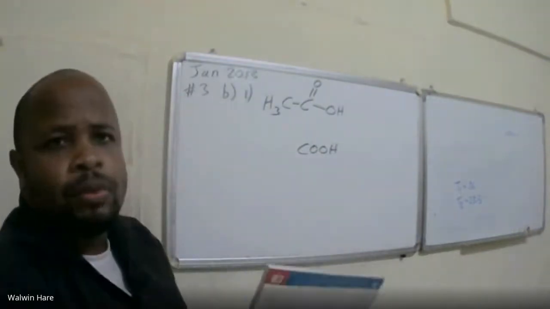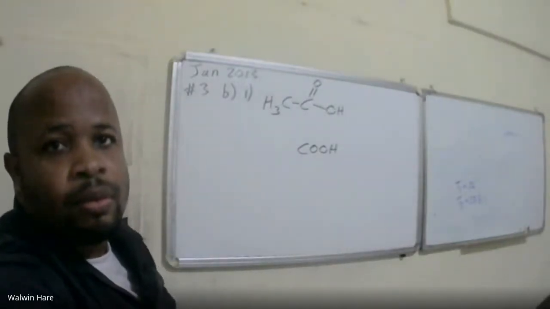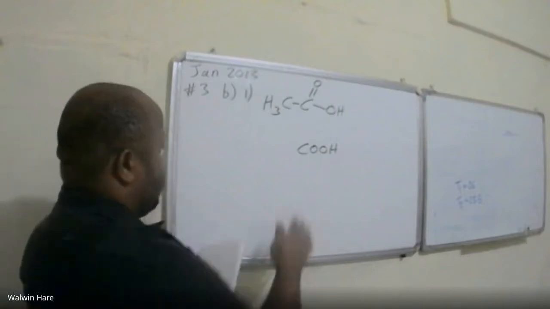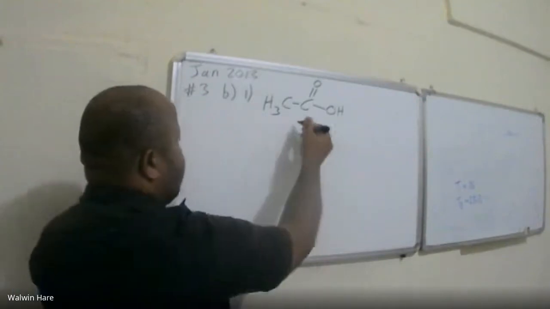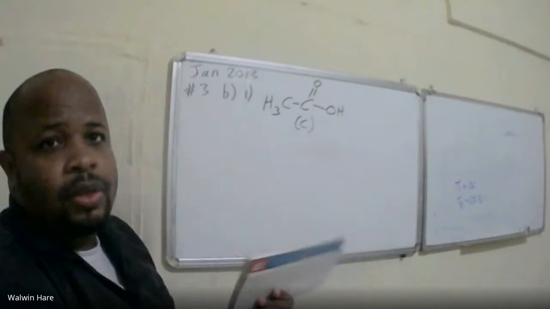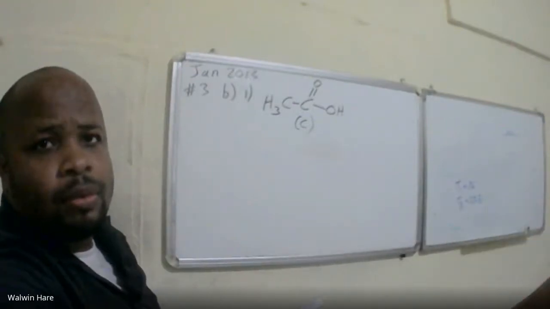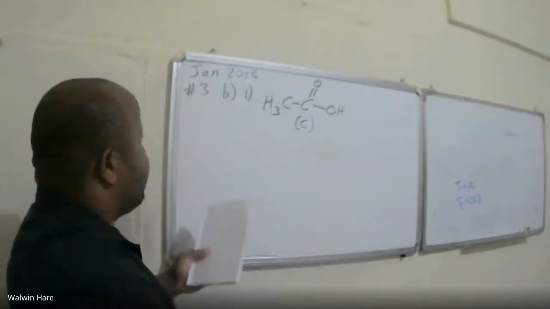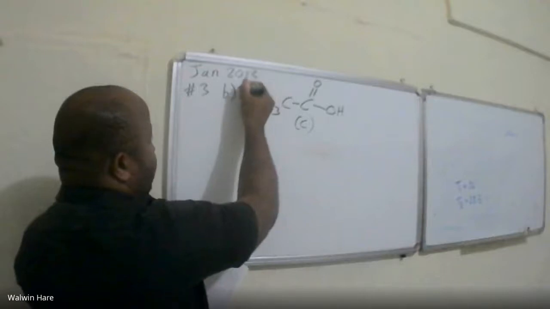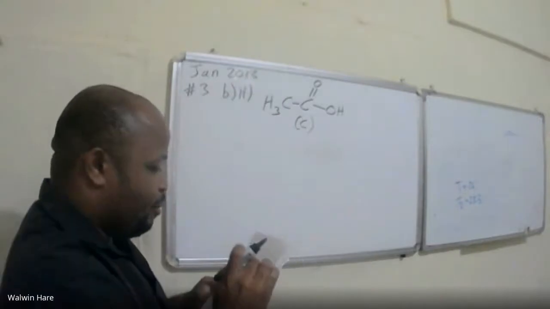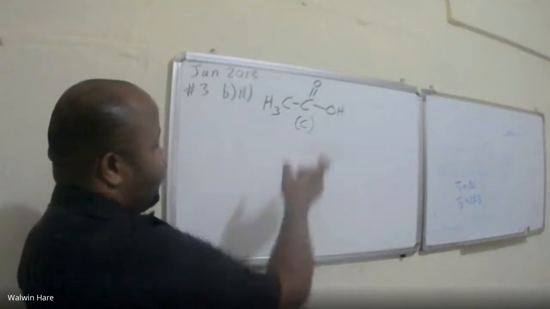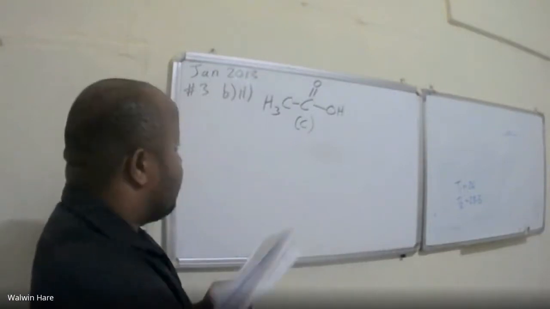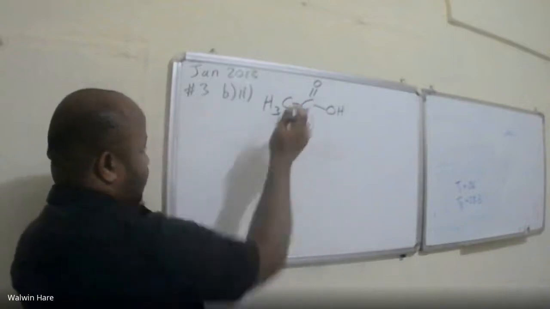So for B2, this is compound C. Right, so compound B part 2 is asking us to write a balanced equation for the reaction between compound C and calcium. So we know that C is an acid, and when acids react with metal, we will get a salt and hydrogen gas. So this is compound C, right?